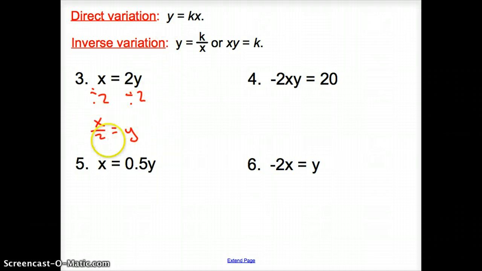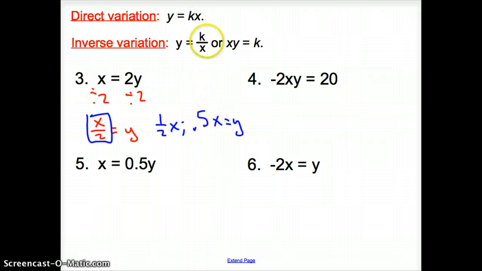Now, what does this look like? Yes, it kind of looks like an inverse variation where we have k over x. We have a fraction, right? But is x on the bottom? No, it is not. And as a matter of fact, how could we rewrite this x over 2? Could we also go 1/2 x? Or could we also go 0.5x equals y because we are dividing it by 2? We could. So x really isn't on the bottom. The number really isn't on the bottom. It just looks like it's on the bottom. So we have a direct variation here.